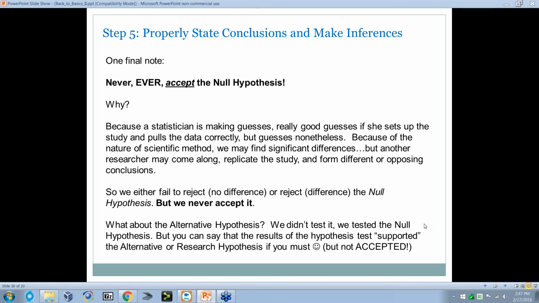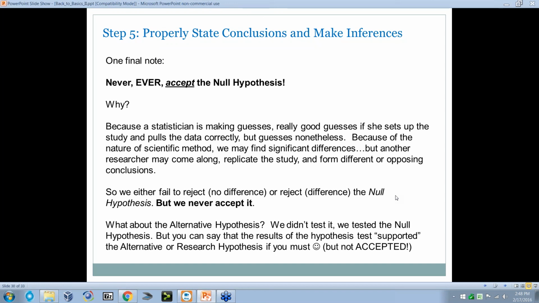All right, one final note. Never, ever accept the null hypothesis. You reject it or you fail to reject it. So you fail to reject it, but you don't accept it. And why? Because a statistician is making guesses. Really good guesses if she sets up the study and pulls the data correctly, but guesses nonetheless, because of the nature of scientific method. So we may find significant differences, but another researcher may come along and replicate the study and form different or opposing conclusions.